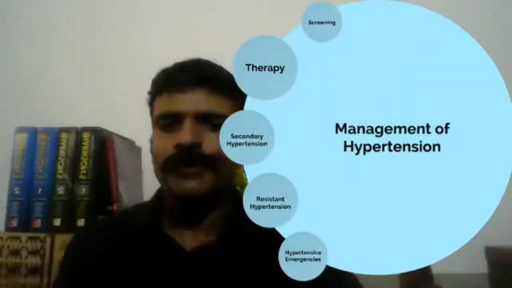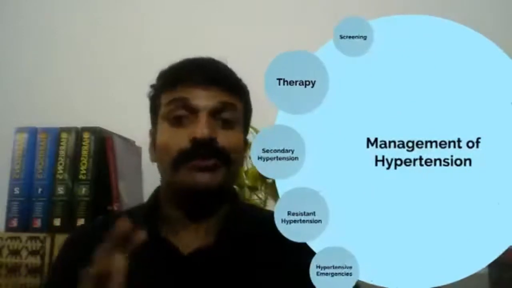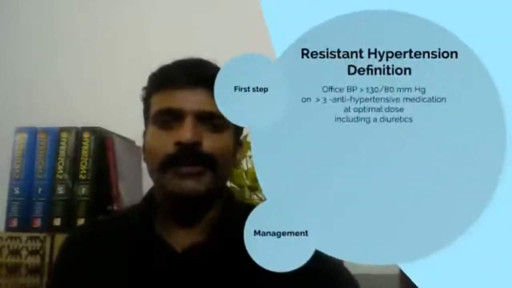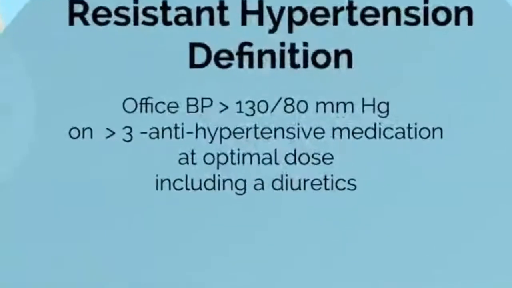Now we move on to another condition which is called resistant hypertension. We define resistant hypertension as blood pressure of more than 130 by 80, that is uncontrolled blood pressure on three or more antihypertensive medications, and still you're not able to control the blood pressure. And these antihypertensive medications should include a powerful diuretic. So resistant hypertension is where you're not able to control the blood pressure even after giving three drugs including a diuretic.